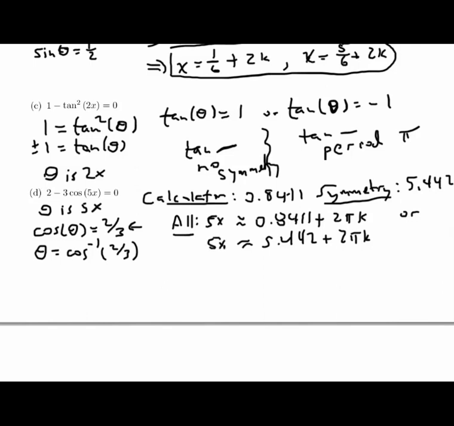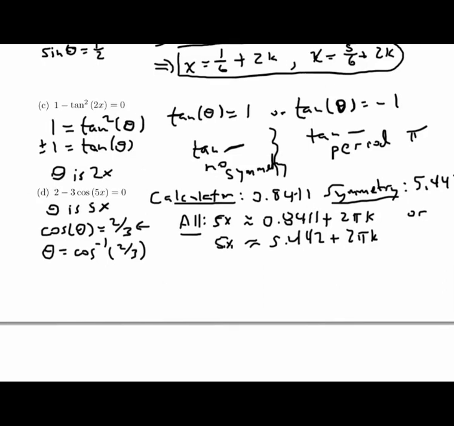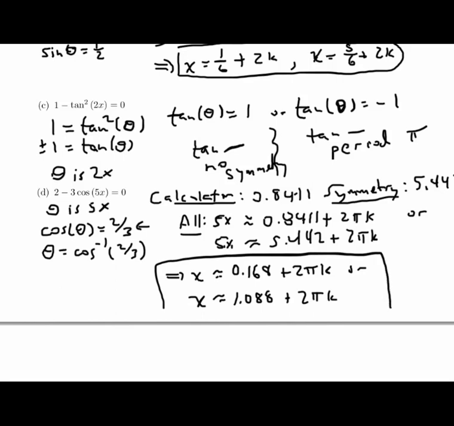So I could replace the theta by 5x, and then I can get my solution for x. All I need to do is divide both sides by 5. So in the first case, I'll have x is approximately 0.168 plus 2 pi k over 5, or in the second case it'll be x is approximately 1.088 plus 2 pi k over 5. And so that'll be all my solutions for this equation.